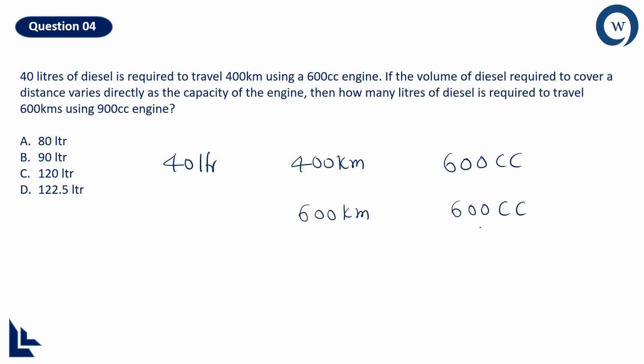Now my question is, for the same 600 cc engine to cover 600 kilometer, how much fuel is needed? Simple. The capacity of the engine is the same. Now the distance is increasing, then the fuel will also increase, right? 400 became 600, then 40 will become 60. That's it. This is a simple calculation. See, for the same engine to cover 600 kilometer, 60 liter of fuel is needed. Now the question is, if the engine is 900 cc and to cover 600 kilometer, how much fuel is needed?